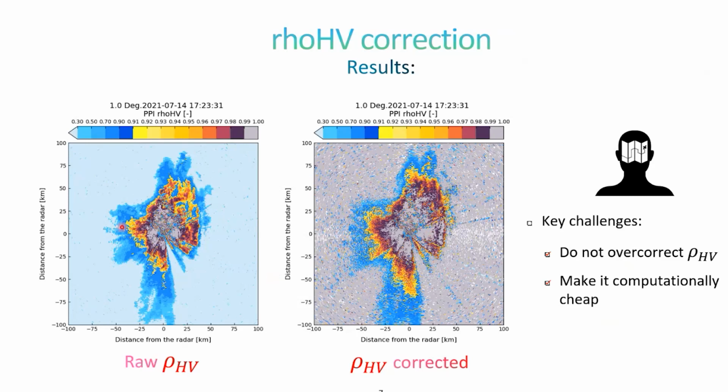So this is the raw ρHV. And here you can see that the values of ρHV increase. However, we consider that the key challenge for this approach was not to overcorrect ρHV, because sometimes this approach tends to generate values of ρHV above, I don't know, in a range like 1.2 or something like that. So our method is keeping this monitored. It does not overcorrect ρHV, but it's also really computationally cheap.